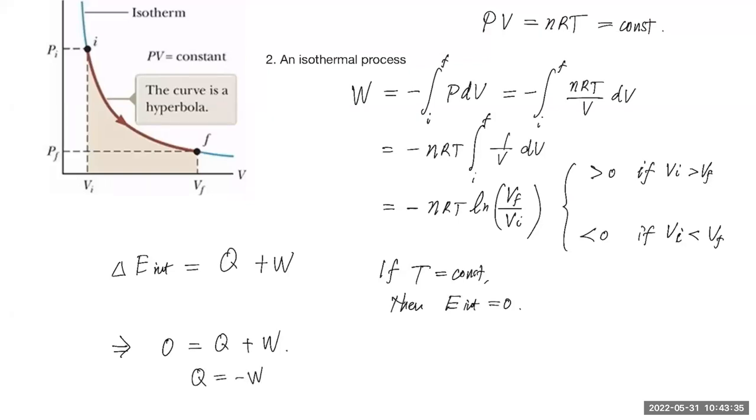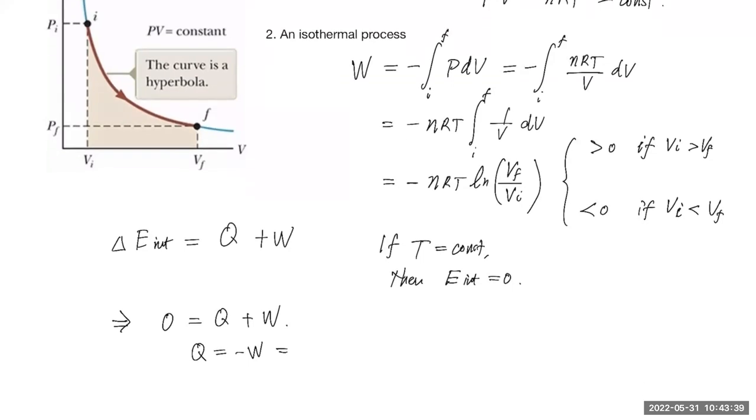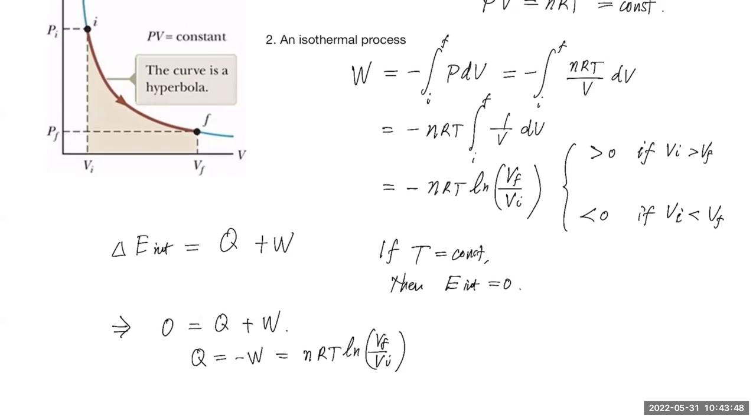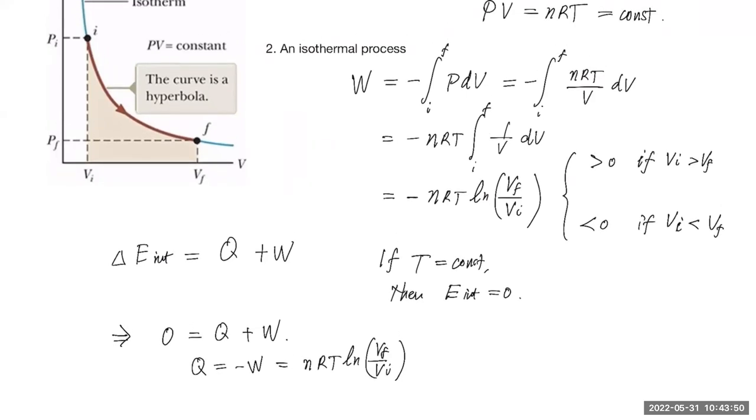So I know the expression for W, therefore I know the expression for Q as well. It is equal to nRT natural log of V final over V initial. It's just the opposite of W. Okay, so that's a special case, the isothermal process.